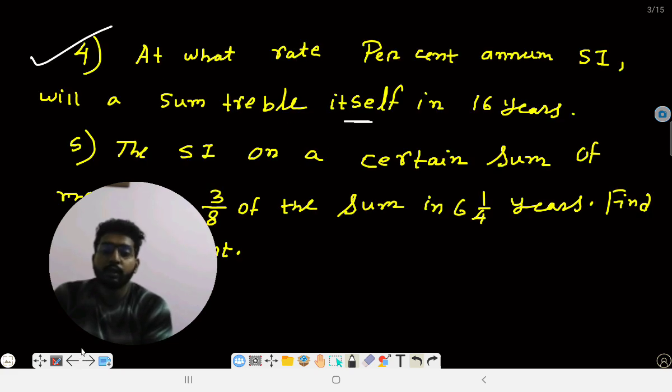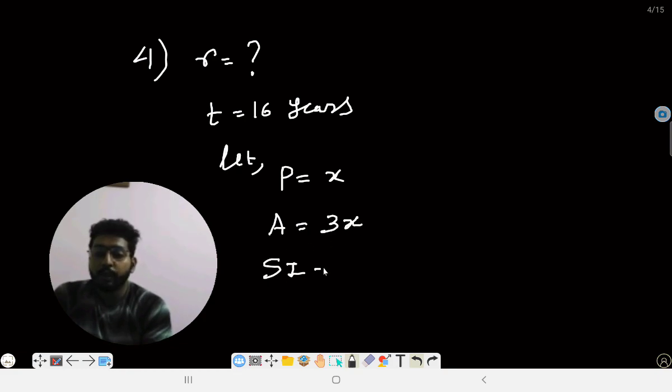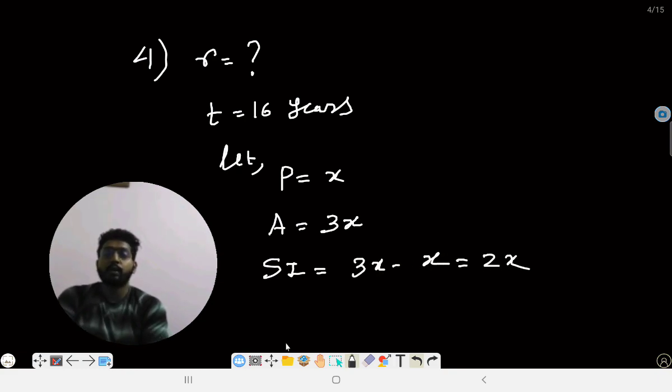Now it is given the sum will treble itself. That means first you have to let the principal be x. Now what will be the amount? Amount will be treble, that means 3x, that will be the amount. So again you have to find SI. So SI will be amount minus principal, that means 2x. So that will be the SI.